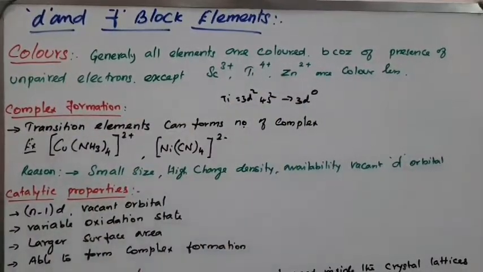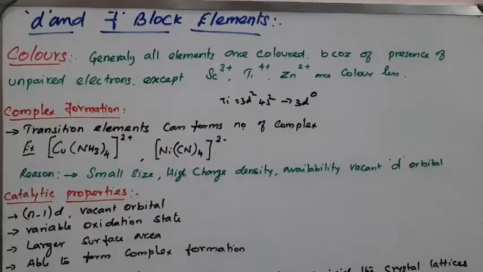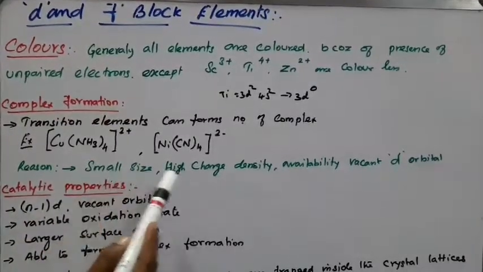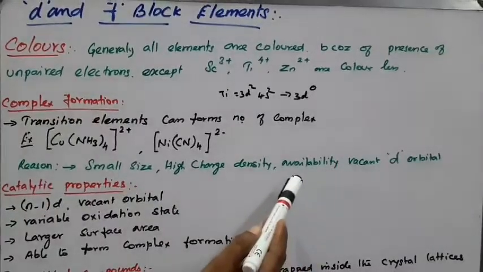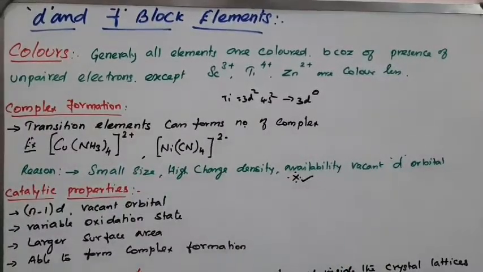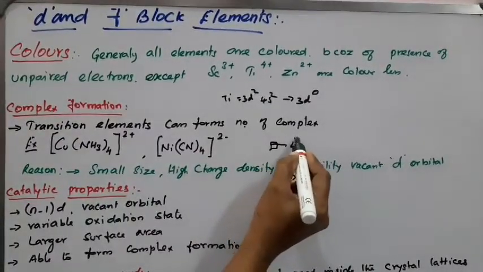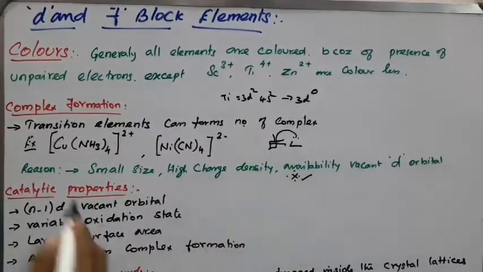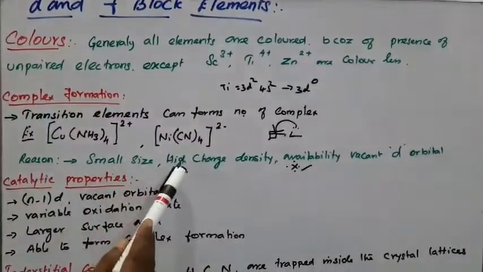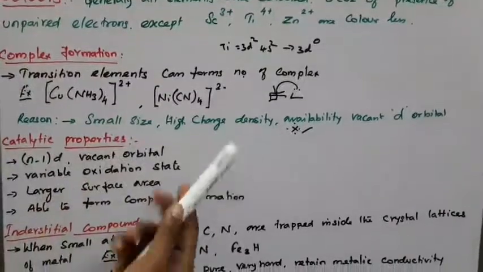Next property is complex formation. Transition elements can form a number of complexes. The main reasons are small size, high charge density, and availability of vacant d orbitals. This is the main source for complex formation, because the vacant d orbital sites accept the pair of electrons donated by the ligands to form a number of complexes. So when asked, you can write small size, high charge density and availability of vacant d orbitals. This we have already studied in coordination chemistry also.